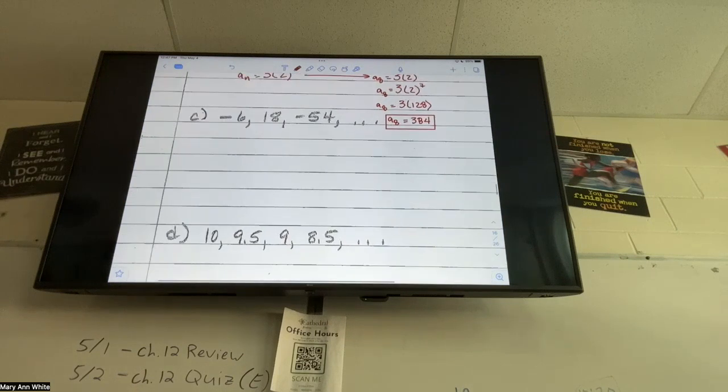What's going on with letter C? Is that an arithmetic or a geometric here? Geometric. Good. What am I multiplying by to get to the next term? -3. Good. Zach, why do you say -3?